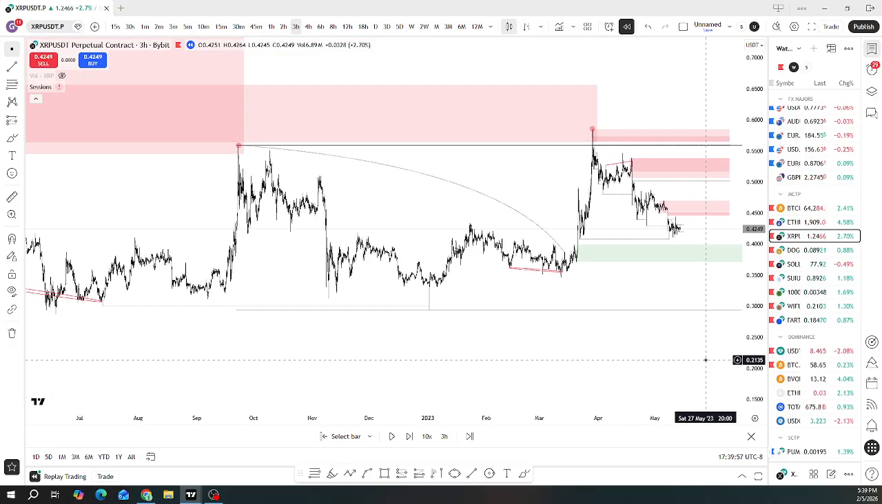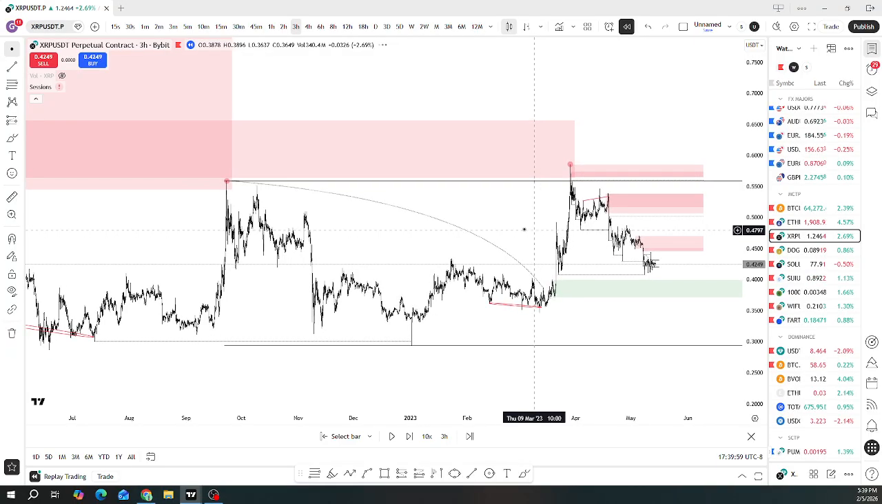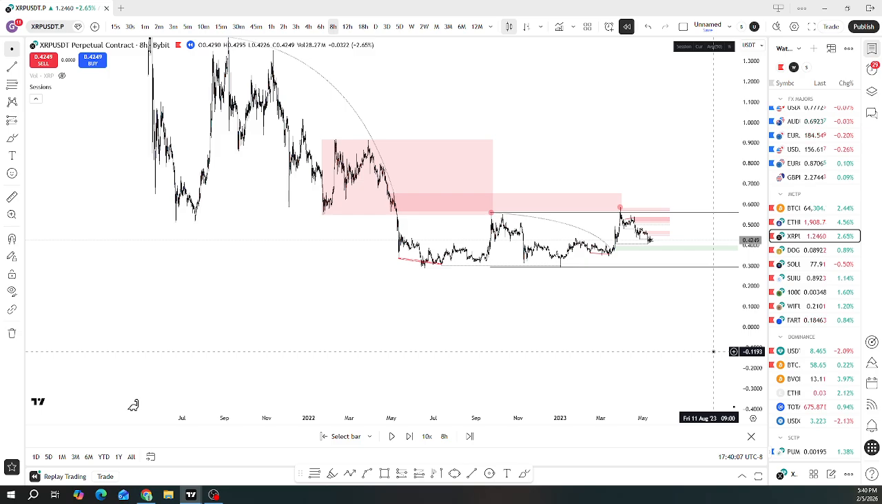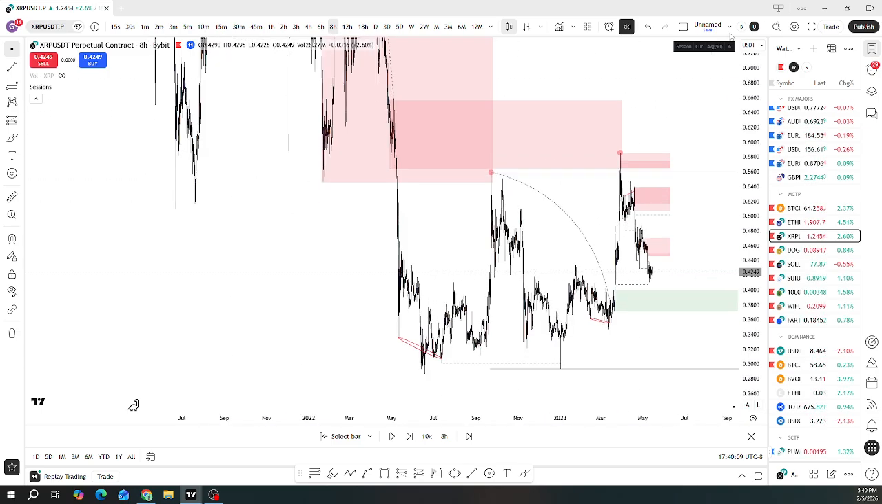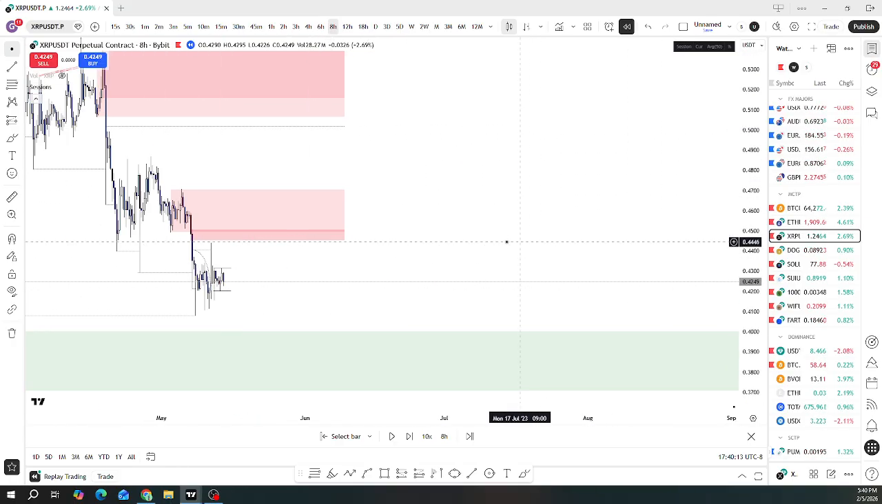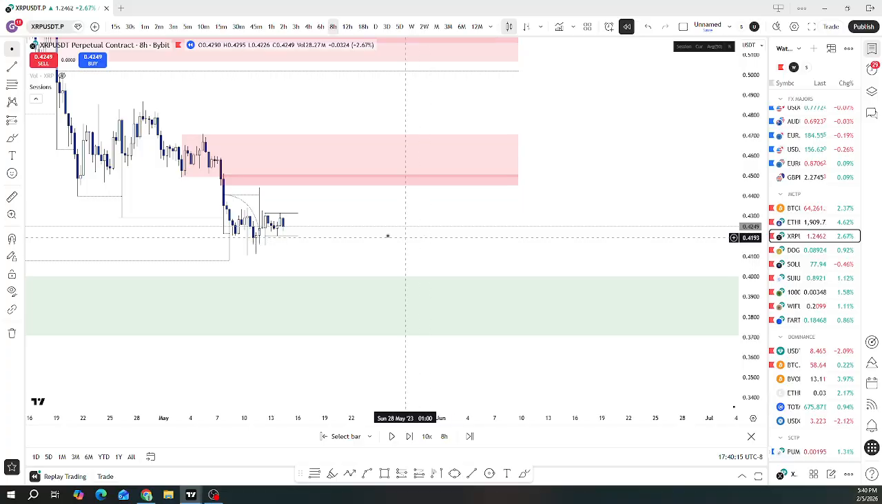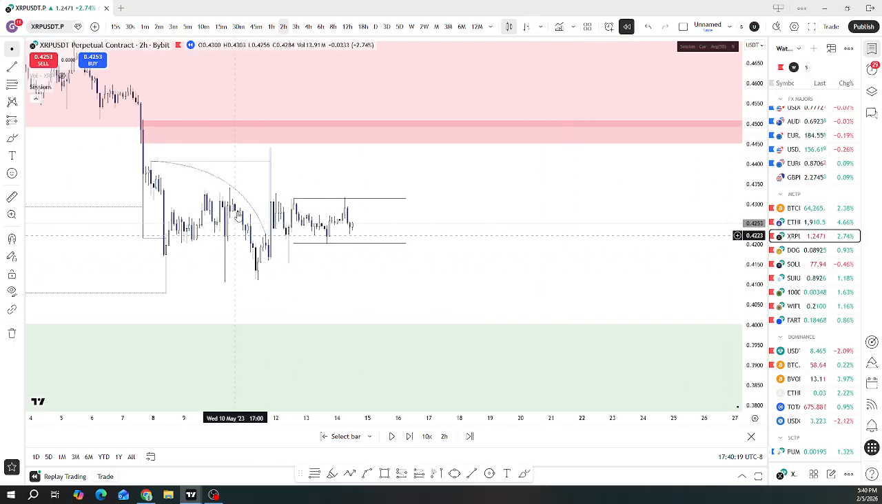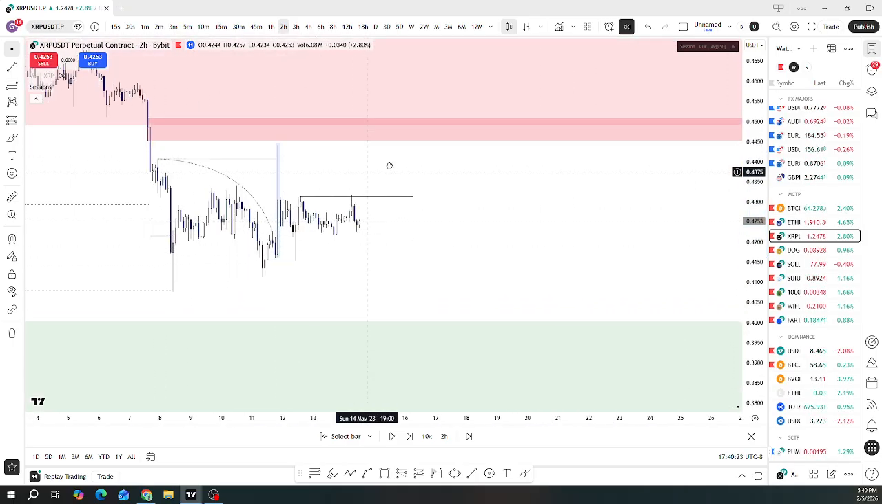XRP, very similar to ETH. Distribution in that semi-counter environment after having the extended move to the downside. Extended move to the downside, distribution range, and now locally we are getting an extended move to the downside, lots of sweeps to the low, where we have then seen some sort of a compression here with the liquidity sweep to the upside, so I labeled that as manipulation.